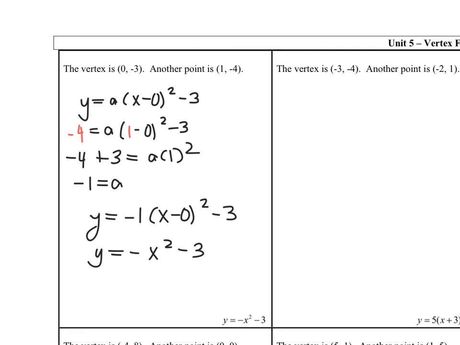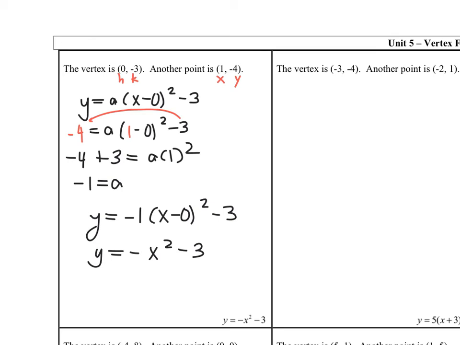So for this first one, I put 0 in for h, and negative 3 in for k, and then 1 in for x, negative 4 in for y. Now, when I simplify, I made sure to bring the negative 3 to the other side to turn it positive. And when I simplified 1 minus 0, that was just 1, which was really convenient because 1 squared is still 1, so the a is isolated automatically, and I got negative 1.